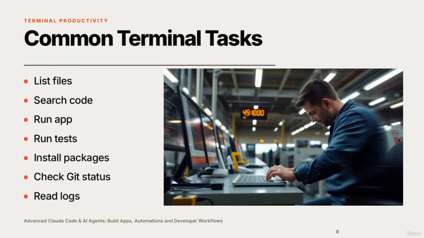Now, let's talk about terminal productivity and some of the most common tasks that developers perform in the terminal. These include listing files to see what's in your current directory, searching through code to quickly find specific functions or variables, and running applications directly from the command line. You can also run tests to ensure your code is working as expected, install packages to add new functionality or dependencies, check the status of your Git repositories to keep track of changes, and read logs to diagnose issues or monitor system behavior.